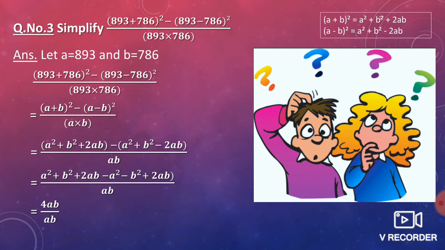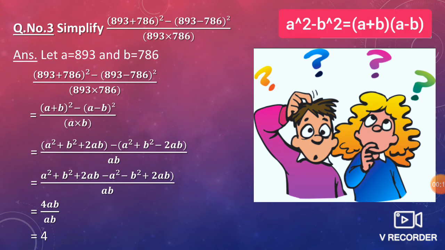Again, as we have seen in the previous solution, these are multiplication terms and the same term is divided by itself. So ab and ab can be crossed off. So the answer is 4. We can do this in another way by using another algebraic formula. Instead of using these two algebraic formulas, a plus b the whole square and a minus b the whole square, we can use a square minus b square equals a plus b into a minus b.